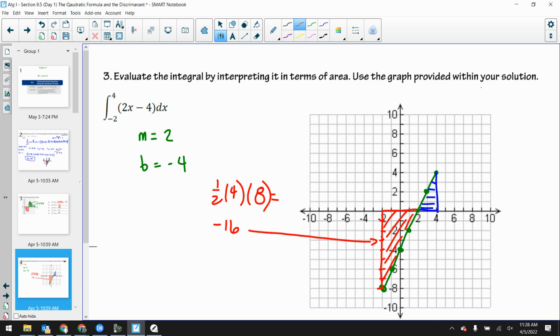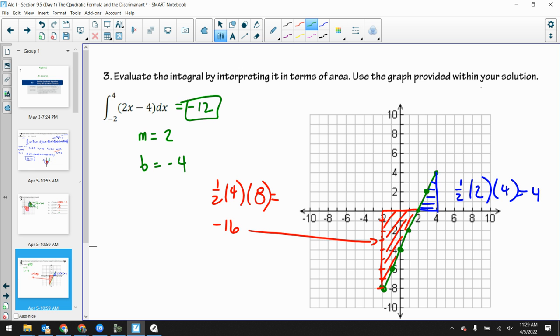Let's calculate my blue area. That's 1/2 times base of 2 times height of 4, so +4. So when I evaluate my integral, what's it equal to? Total, -12. What should you get as your answer for number 4? Before we even do it, -12, because I've seen it based on the area here.